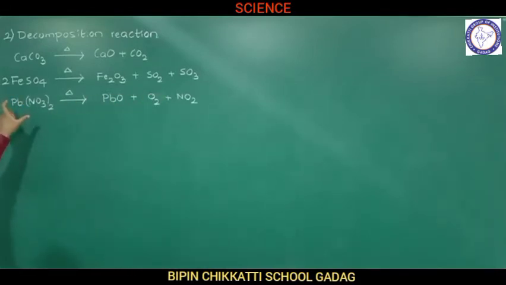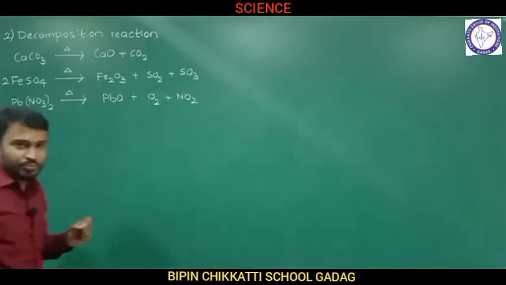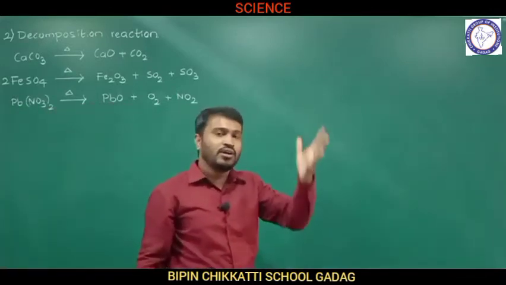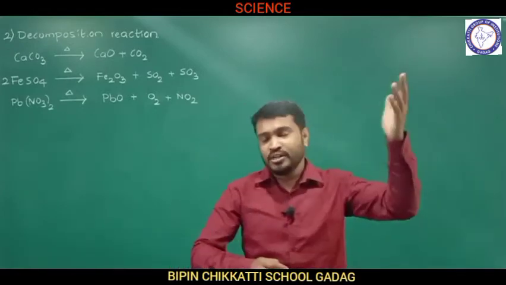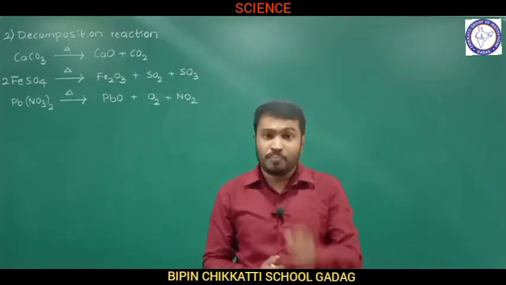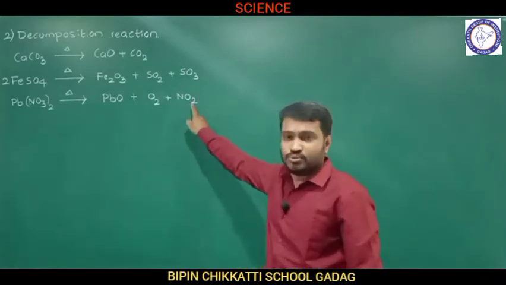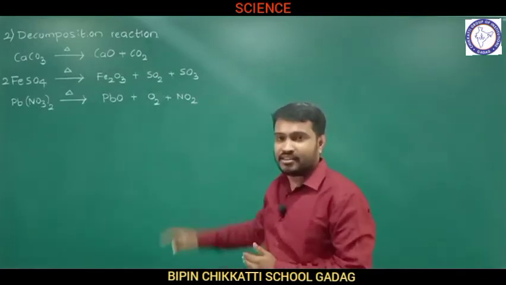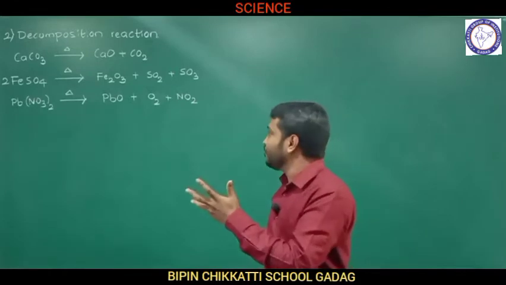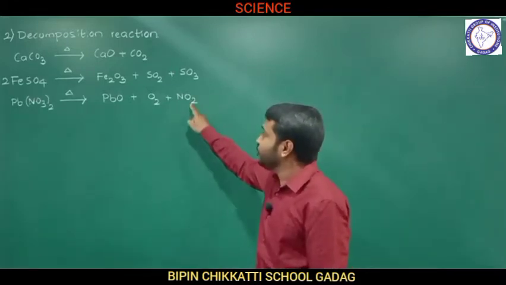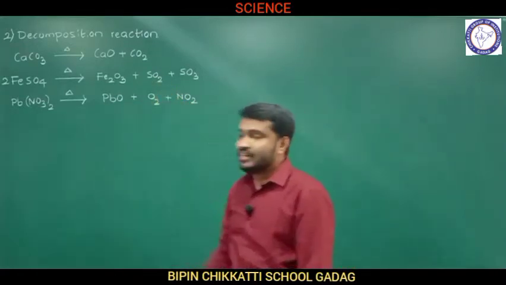So if you consider lead nitrate in a test tube and heat it, we get brown color vapors above the test tube. The brown color vapors are mainly due to the release of NO2. NO2 has a characteristic color, brown fumes, and that is mainly due to NO2. We got brown color vapors when the lead nitrate is heated.